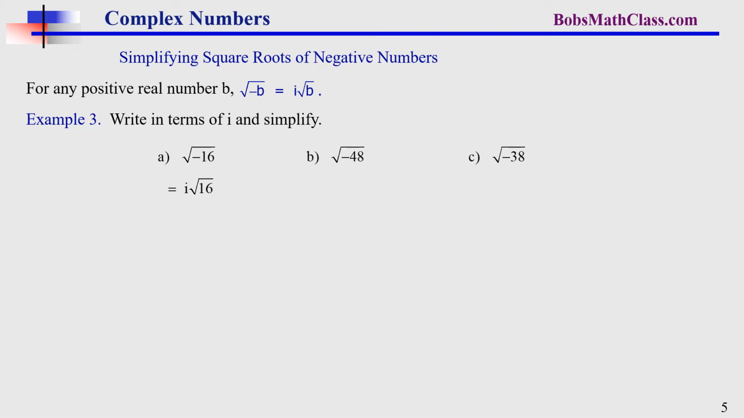So we're going to put an i in front, because really what that is, it's the square root of negative 1 times the square root of 16. I probably should have written that, but I didn't. Too late now. Now the square root of 16 is 4, and we'll put the 4 in front, so it's 4i.